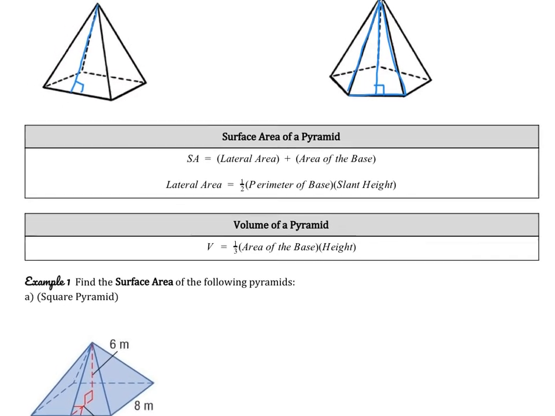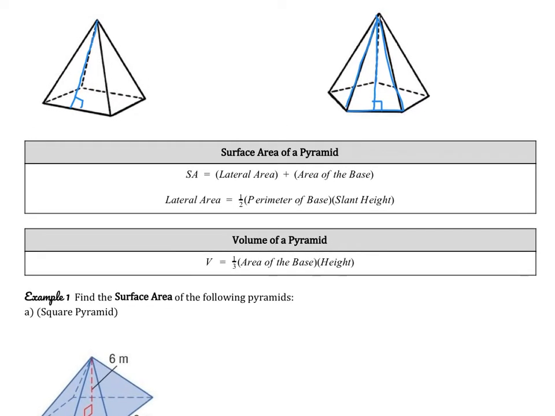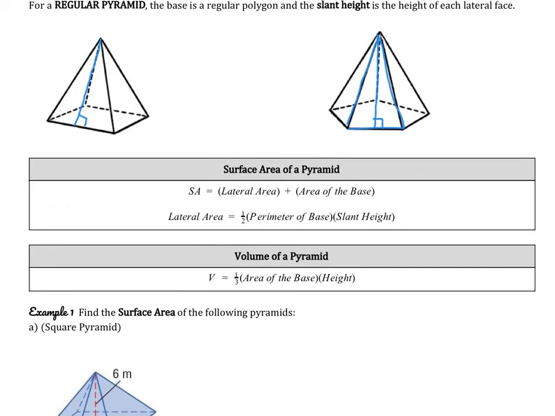So the two formulas we're going to be working with today are the surface area and the volume formulas. You can find the surface area of a pyramid by finding the lateral area and then adding that to the area of the base. The lateral area can be found using this formula: 1/2 times the perimeter of the base times the slant height. That's how you find the area of all of the sides of your pyramid, and then of course you have to add in the base. The base will depend on what type of polygon it is, on how you find the area.